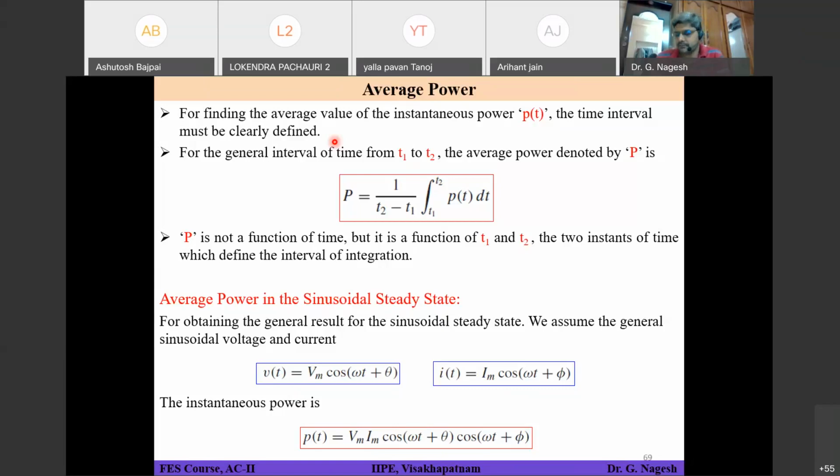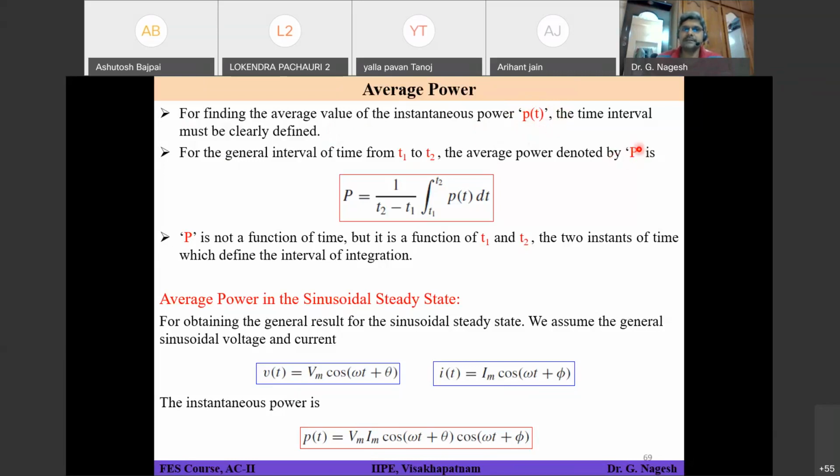So we'll see what this average power is. For finding the average value of instantaneous power, no doubt it comes from instantaneous power. We are simply integrating over a time period to get this average power. Instantaneous power is always denoted with a small p as a function of time. Average power is always denoted with a capital letter P, as you have shown here.